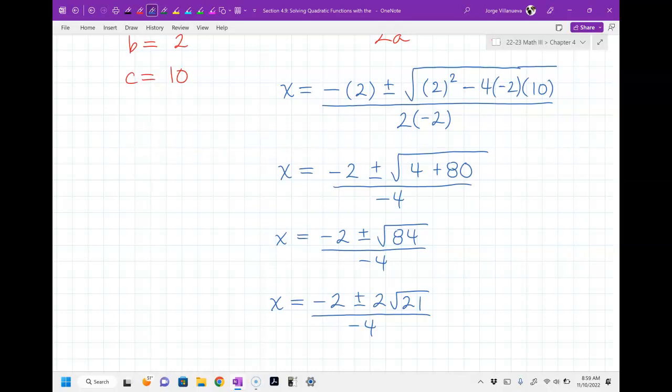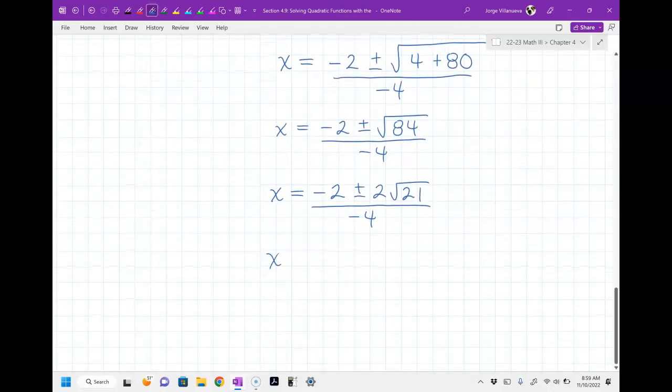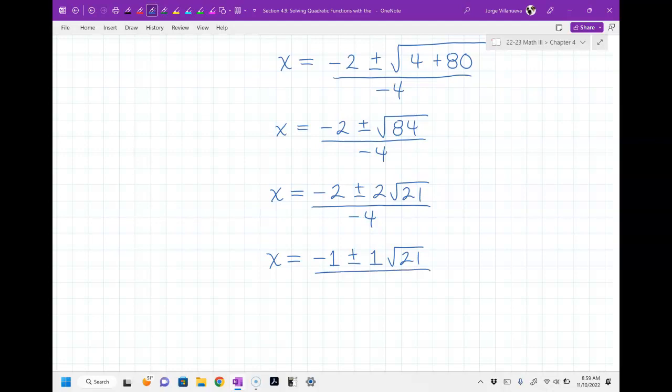All right, so let's go ahead and reduce. What can I divide all these numbers by? A 2. Now, some people will say a negative 2, and that's okay, you can do a negative 2 as well, but we could just divide it by 2, and that's fine. If I divide everything by 2, negative 2 becomes negative 1, plus or minus 2 divided by 2 is 1, right? So 1 square root of 21, divided by negative 4 divided by 2, which is negative 2. And there's your answer. If they wanted both solutions, they're right there.